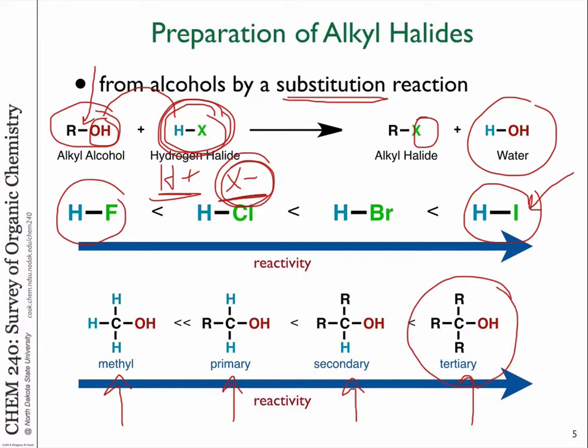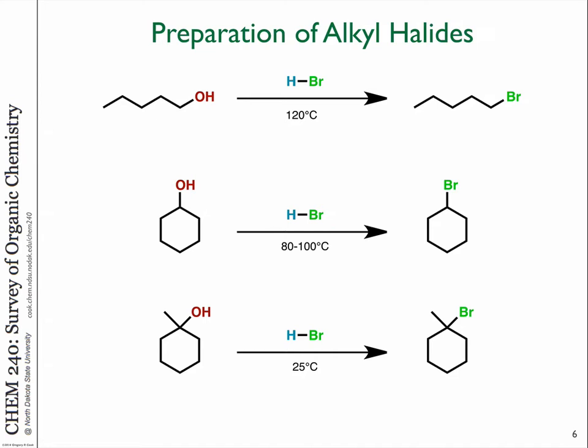Okay, and here are some examples of those differences that we talked about, where a primary alcohol can react with HBr, but it requires significant heat to get that reaction to go. A secondary alcohol, a little bit lower temperature, and the tertiary alcohol reacts the easiest to give us the brominated substituted product at room temperature in this particular example. So it obviously gets easier for that reaction to proceed as you get more and more substitution of the carbon that the alcohol is attached to.